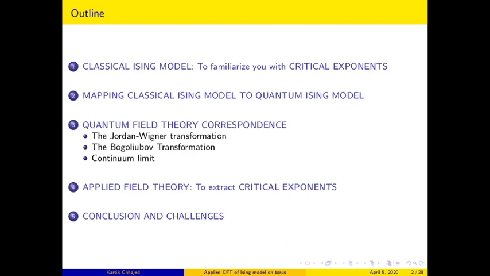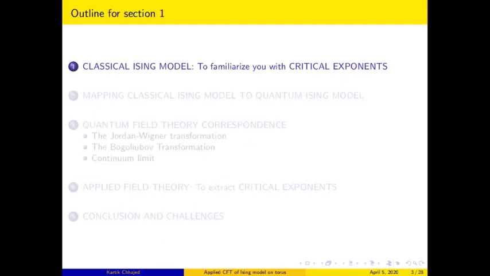This is for you to get familiarized with what I mean by the critical exponent, and then we are going to map this classical Ising model to its quantum cousin, and then it will be followed by some smart transformation which will map this quantum Ising model to a free fermionic theory. Then we are going to exploit the symmetries of the fermionic theory to extract the critical exponents. So let's get started with the classical Ising model.